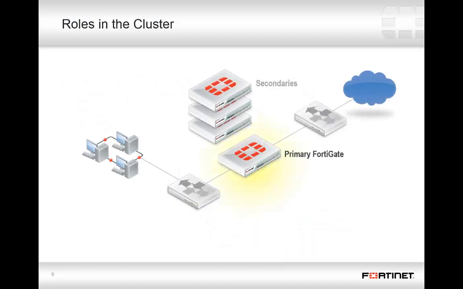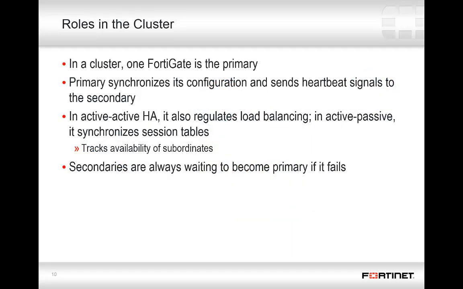In a cluster, one FortiGate is the primary. It synchronizes its configuration and sends heartbeat signals to the secondaries. In active-active HA, it also regulates load balancing. More FortiGates in a cluster mean that each must process more HA heartbeat and synchronization traffic. This adds performance overhead, so you'll want to monitor system resources if you have 2 or more secondaries.